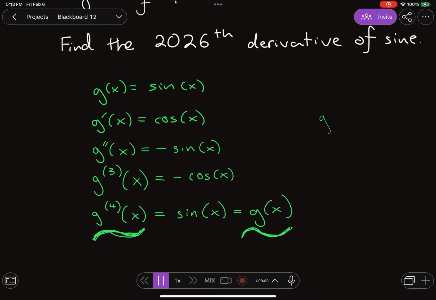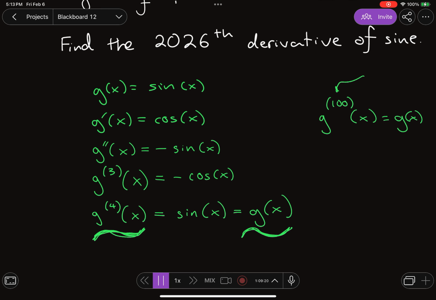So for instance, the 100th derivative of g is definitely just equal to g of x. Because why? Because 100 is a multiple of 4. Let's see, the 88th derivative of g is also just g of x.